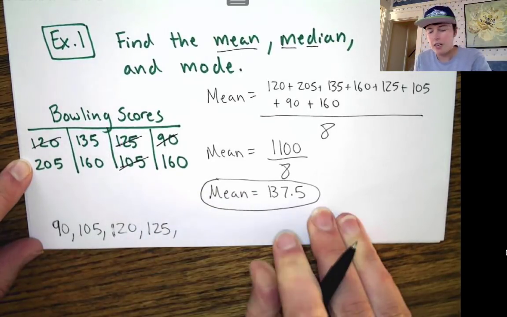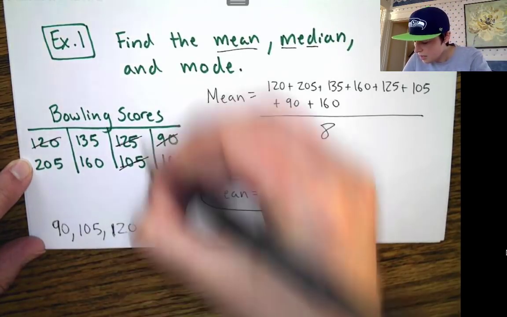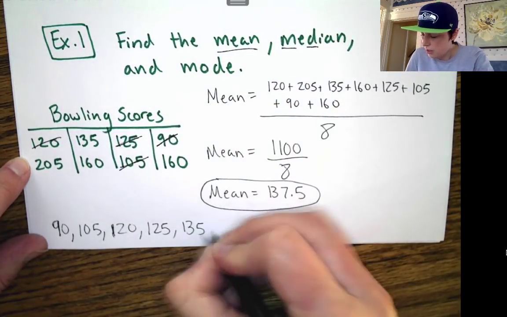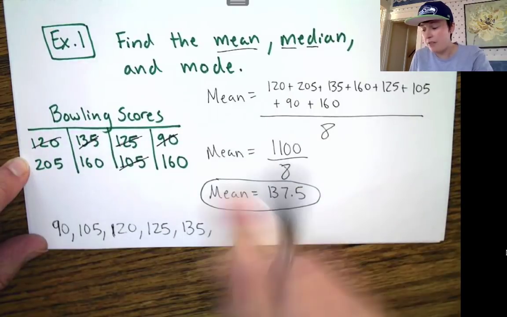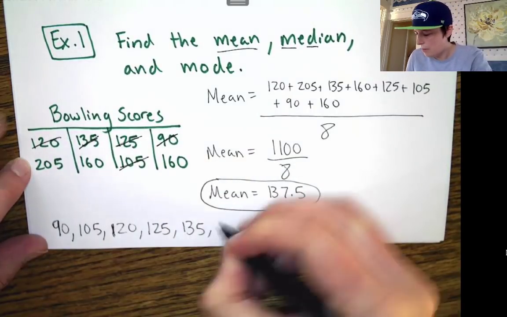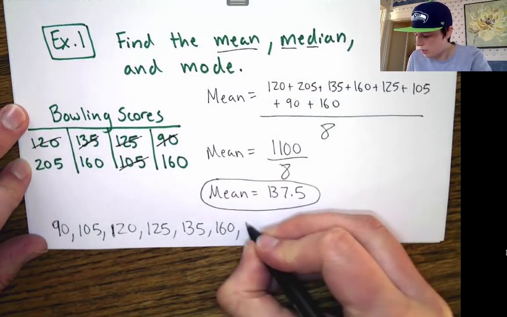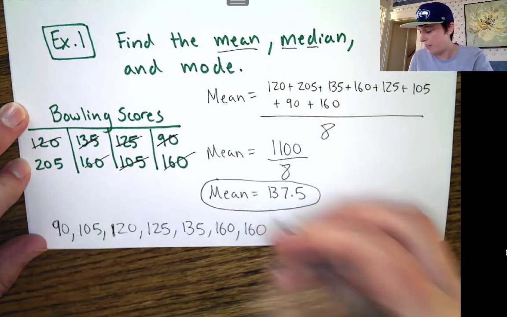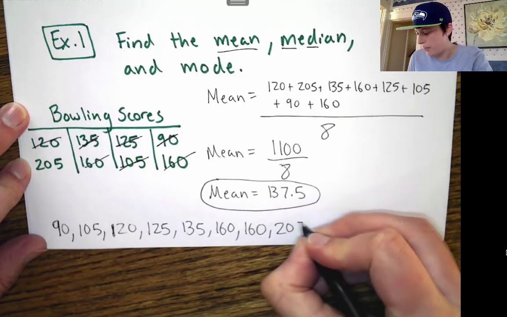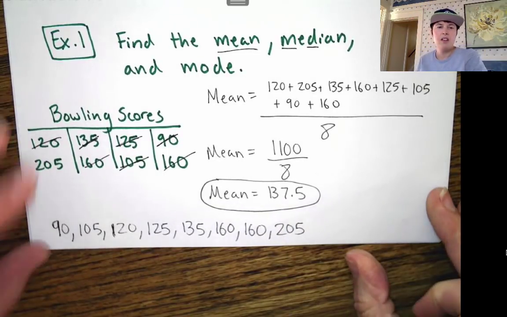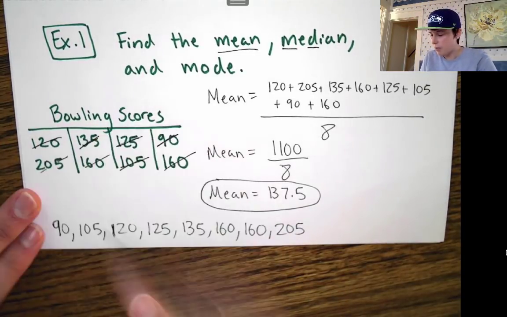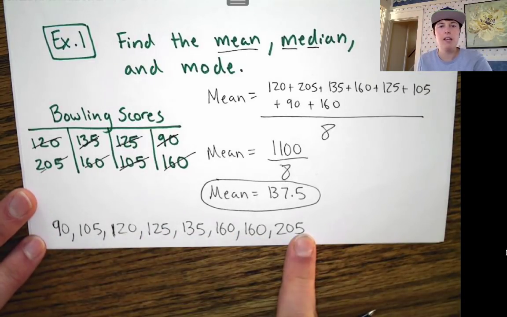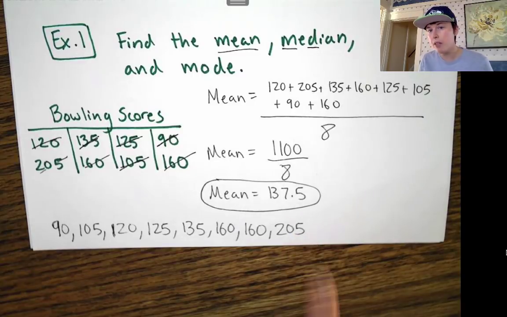Okay. After that, let's see, 135. Cross it out. And then I have 160, 160. Those happened twice. 2 bowlers got the same score. So 160, 160, and then this big 205. I never bowled a 205 in my life. That'd be awesome. Okay, so that takes care of all my numbers. I have 1, 2, 3, 4, 5, 6, 7, 8. Good, 8 numbers.